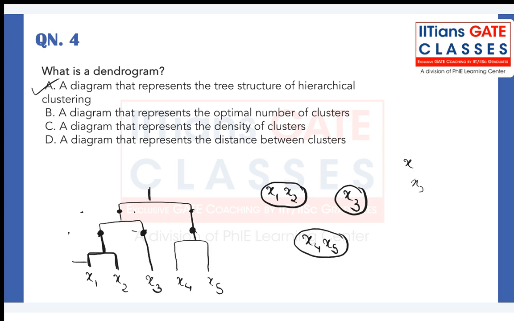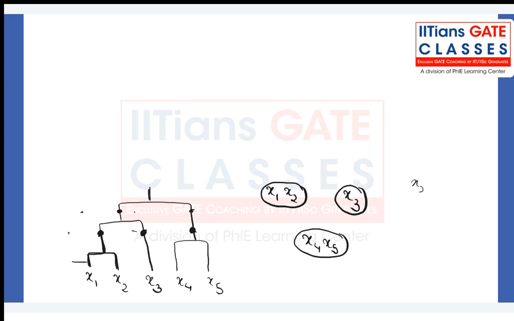Okay, I mean, so there's none. A dendrogram can't actually tell you this. It just tells you the tree structure of the hierarchical clustering, and then after that you have to go ahead and find out the optimal number of clusters by looking at the diagram. Okay. Fine. Moving on to the last question in this series.